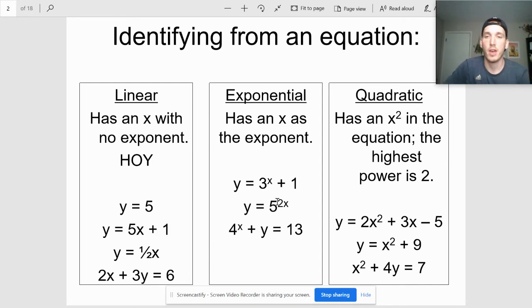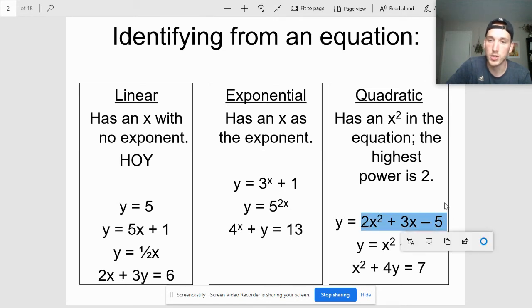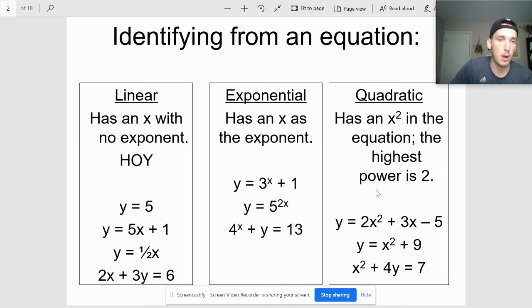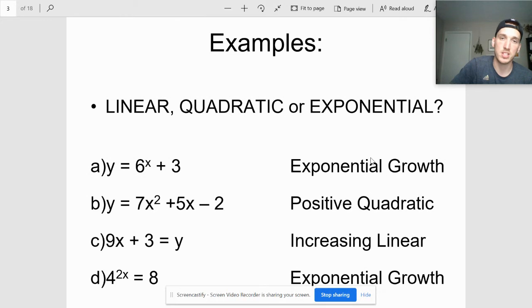We've talked about that. And then finally, quadratic. It's where the equation has an x squared. And more specifically, that 2 is the highest exponent, the highest power that you're going to see in the equation. So 2x squared plus 3x minus 5, that 2 is the highest exponent. That means this is quadratic. x squared plus 9, quadratic. x squared, quadratic, right? You see what I mean? So we've talked about all this before, but now we're putting it together. So that's how to tell the difference between linear, exponential, and quadratic equations. Now let's move on to a couple of examples really quick.